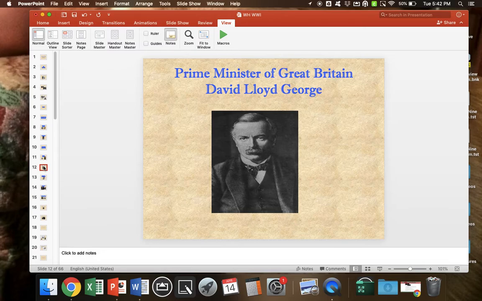And just real quickly, a Prime Minister is not the same thing as a president. Prime Ministers are not elected by the people of Great Britain. The people of Great Britain elect what they call MPs, members of Parliament. And then once they elect the members of Parliament, whichever political party is the largest, from that political party, they then elect the Prime Minister. So if it's the Tories or the Labour Party or any other part of the Parliament, they will elect the Prime Minister. So at this time of World War I, the Prime Minister is David Lloyd George.